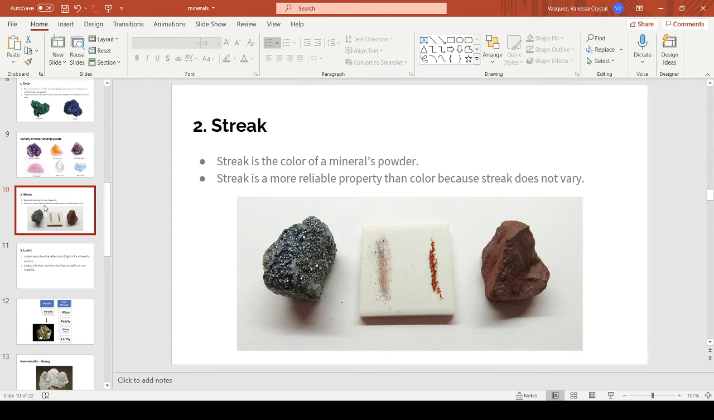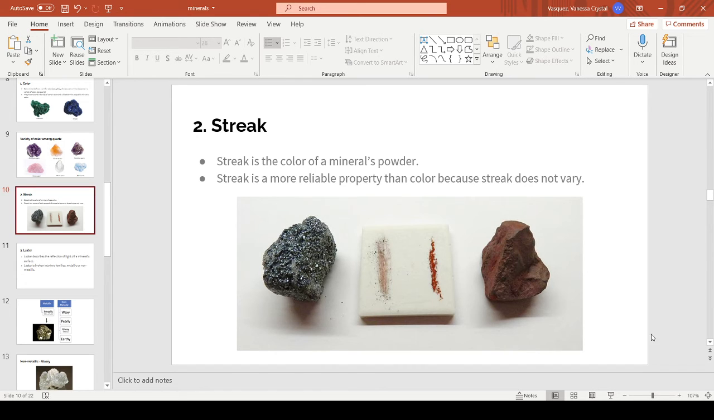So for the second one, another way to identify a mineral is by streak. Streak is the color of a mineral's powder. As you can see here, when you scratch a mineral against a plate, you can see the color of the powder. Streak is a more reliable property than color because streak does not vary.